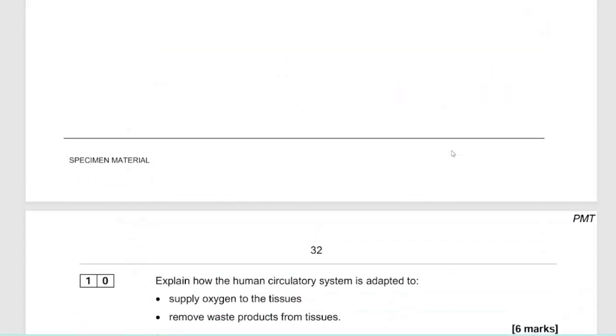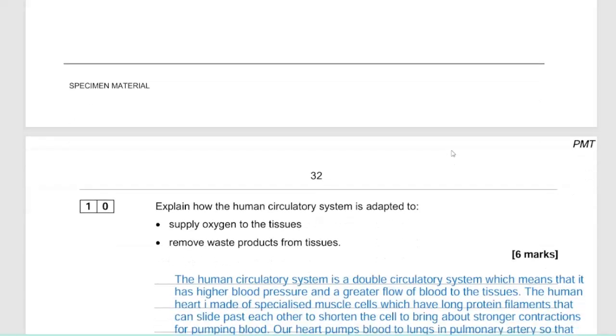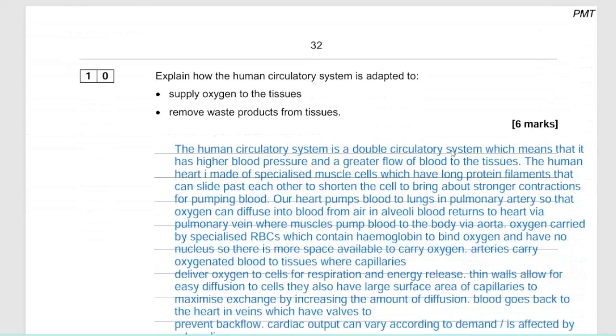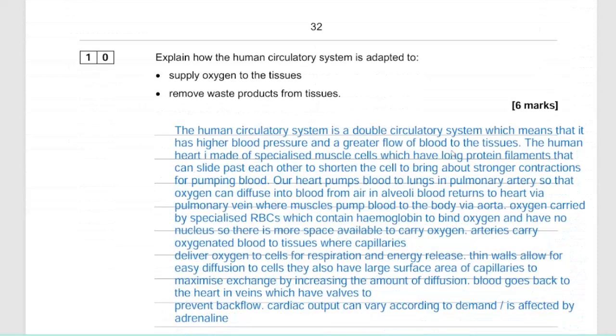Figure 10. Explain how the human circulatory system is adapted to supply oxygen to the tissues and remove waste products from the tissues. This is a fairly content-heavy question, and I'm just going to jump right into my answer and then explain as I go along. It's a lot of words. You won't need all of this. There's, I believe, 11 or 12 marking points for this question, and if you format your answer correctly, you'll only need 6 to 8 marking points to get full marks.